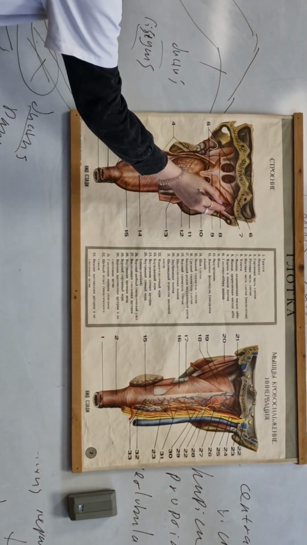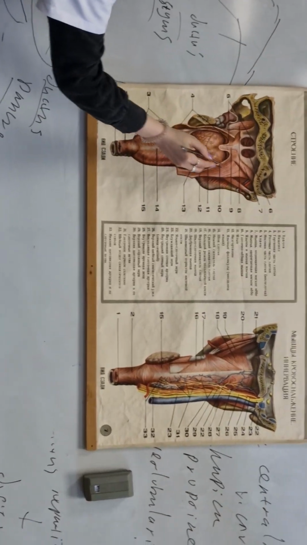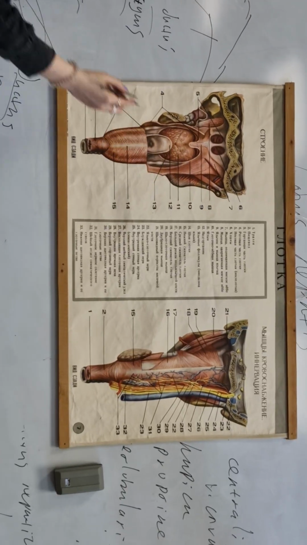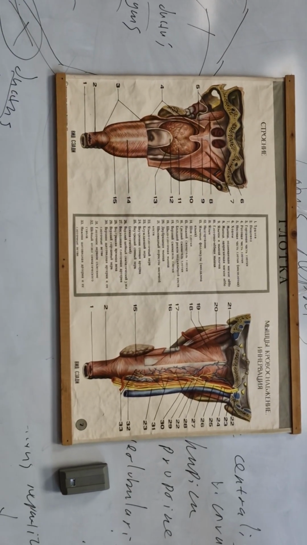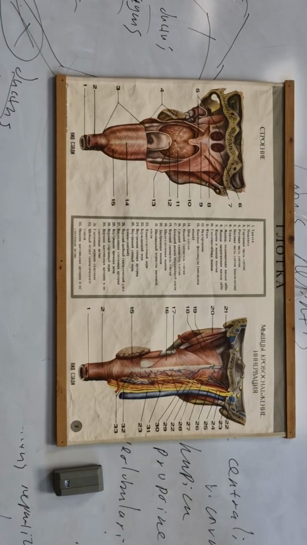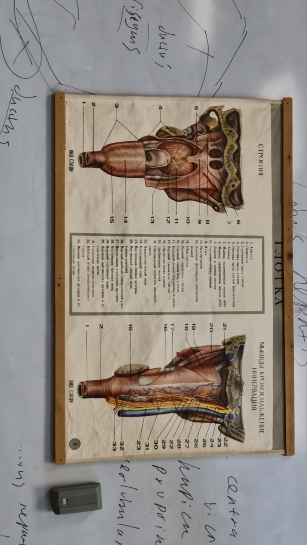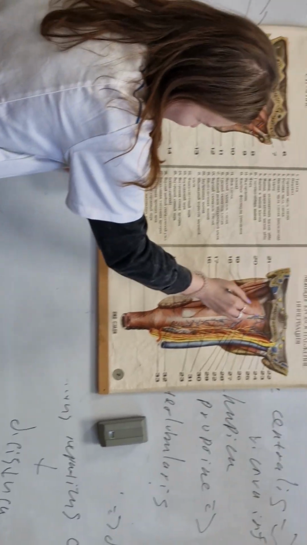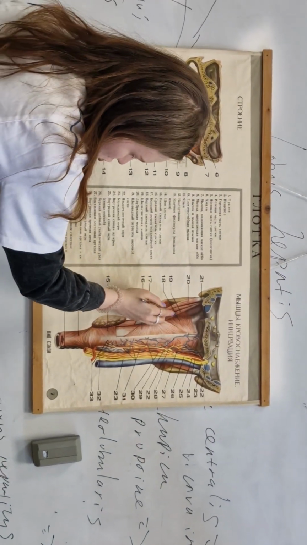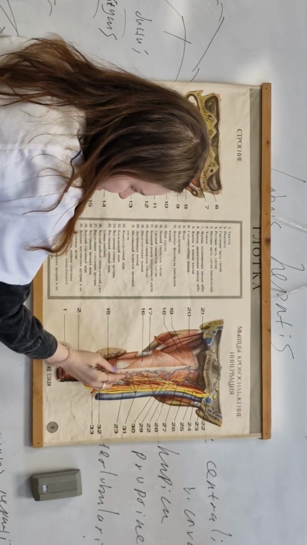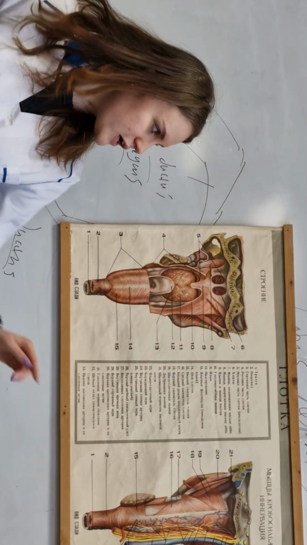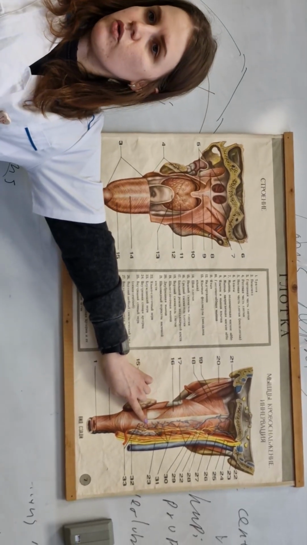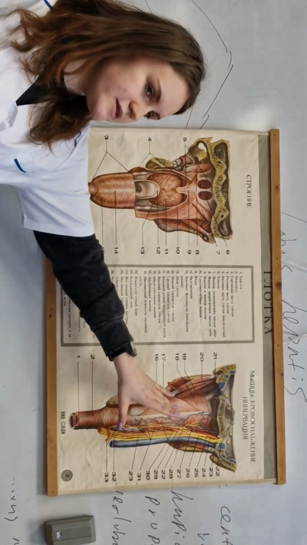Longitudinal muscles are musculus stylopharyngeus and musculus palatopharyngeus. And three constrictor muscles: musculus constrictor superior, media, and inferior. In the middle part of these muscles we have a raphe. Raphe. Three constrictor muscles: superior, media, inferior.